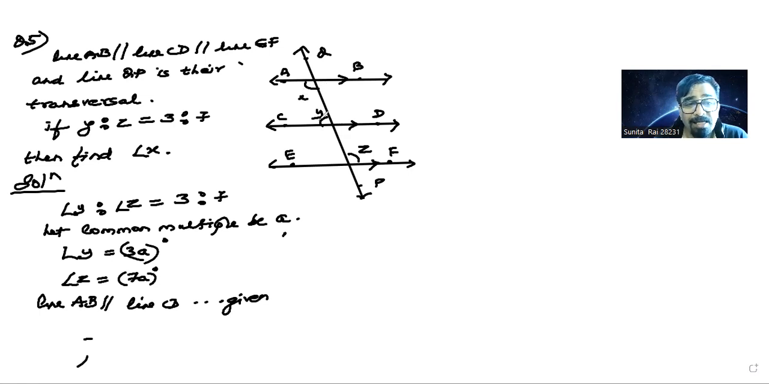So what is the involvement of angles x and y? What is the relation? Interior angles. When the lines are parallel, interior angles are supplementary. It is called the interior angle theorem, and we can use it. So can I say, therefore, angle x plus angle y is equal to 180 degrees, by the interior angle theorem?